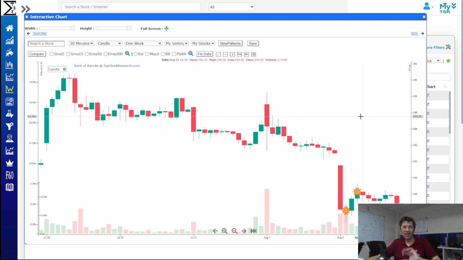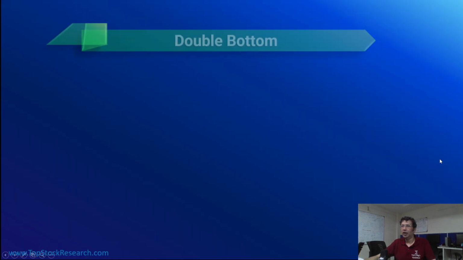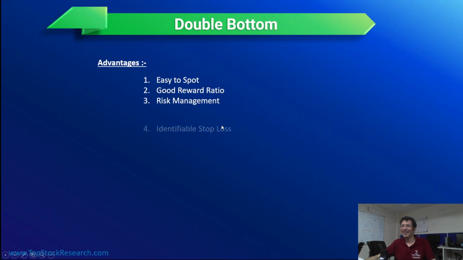So use this pattern along with the other concepts that we have in the system. We have screeners for demand supply, we have screeners for trend line, we have a lot of other candlestick screeners. So you can use it to your best advantage. Okay, so basically what we were looking at is good risk reward ratio, identifiable stop loss.